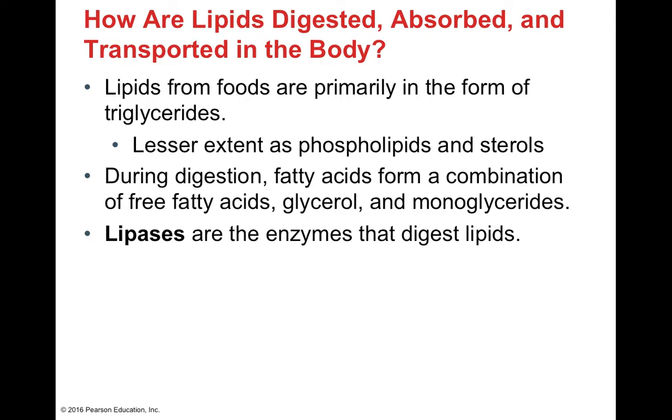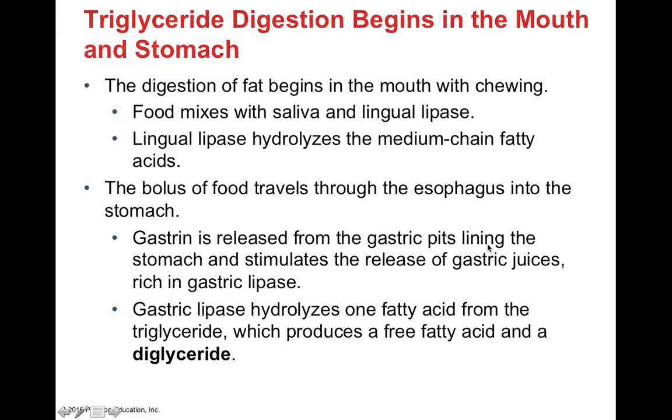And during the process of that digestion, we can take these fatty acids and make a combination of things. We can have free fatty acids that have been broken off, and then glycerol, and then monoglycerides. So there's a combination of these things that are going to be created from the breakdown of fatty acids. Now, just like any form of digestion, we have specialty enzymes that are utilized to break down lipids, and those are called lipases. So anytime you see lipase, you know you're dealing with an enzyme that breaks down lipids. And that starts in the mouth. The very first beginning of digestion occurs with lingual lipase, which is going to come in your saliva, so during the process of what's called mastication or chewing. And lingual lipase serves to hydrolyze or break down medium chain fatty acids into smaller chain fatty acids. After this, the bolus of food is going to travel through the esophagus into the stomach.